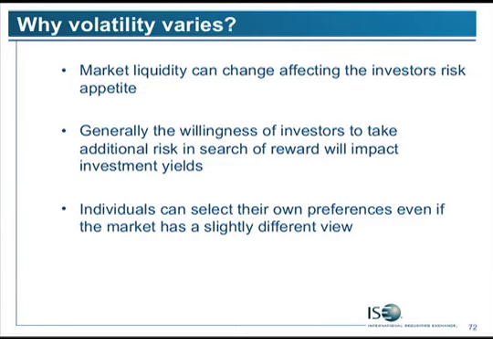Why does the volatility vary? Because investors' risk appetite changes. People right now, and I'm generalizing, are willing to take more risk. How do I know that? Volatility is lower. When volatility is higher, people are trying to avoid risk. And that's just a generalization that makes sense.